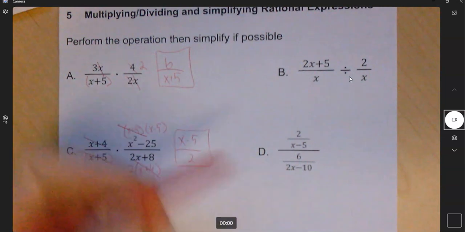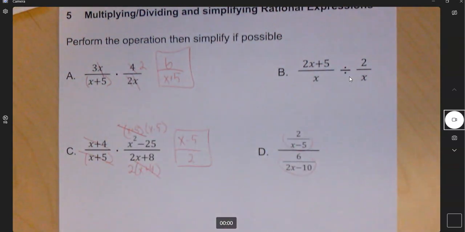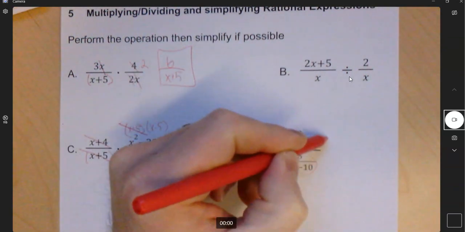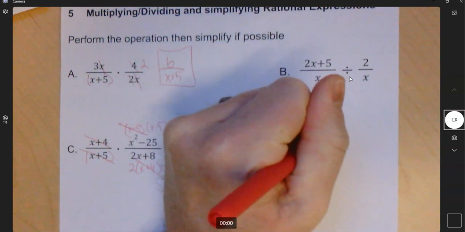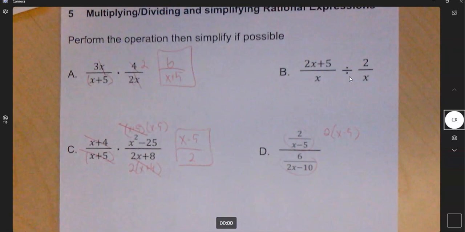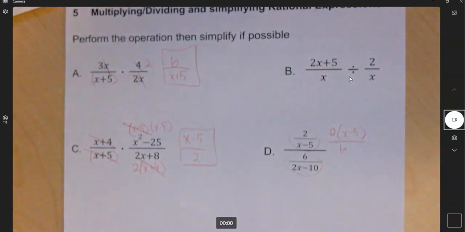On D, when we are dividing two fractions, this fraction divided by this fraction, we actually multiply by the reciprocal. So I'm going to flip this bottom fraction, flip it upside down, and bring it up to the top. And I'm going to be left with 2 times x minus 5. I'm going to factor this thing as I go, just to save me some time here. Then the 6 is on bottom. And then I'm going to go back to those processes.